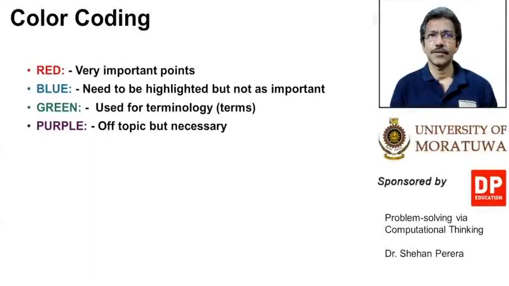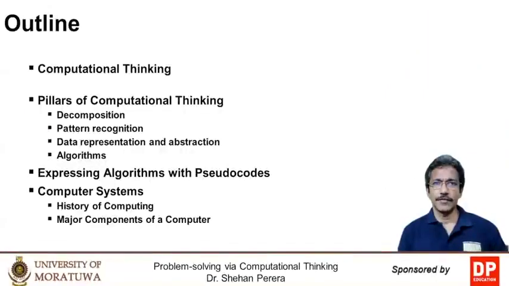We use a standard color coding mechanism throughout these slides to help you absorb the content. We will be using red to indicate the very important points, and blue to indicate points that are important but may not be as important as the ones given in red. We will be using green for terminology and purple for other content that is slightly off topic but may be important to know. The basic outline of the session: we will cover computational thinking and a little bit about computer systems, including the history of computing.